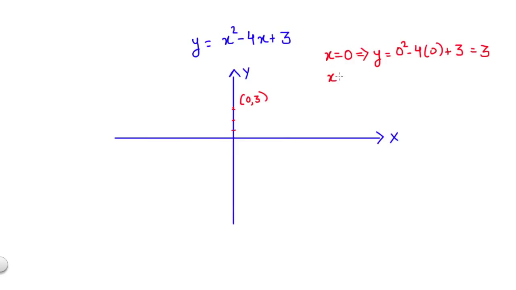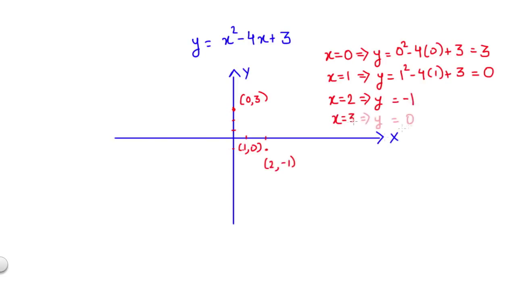Next, let us have a look what would be the value of y for x equals 1. It would be 1 square minus 4 times 1 plus 3, which equals 0. Hence, (1, 0) would be a point on this curve. Similarly, we can find out the values of y for other different values of x. Say for x equals 2, y would come out to be minus 1. For x equals 3, we would have y equals 0. And for x equals 4, we would have y equals 3.